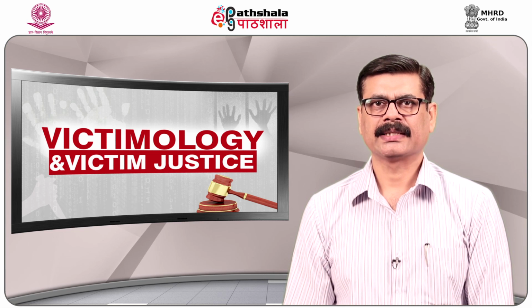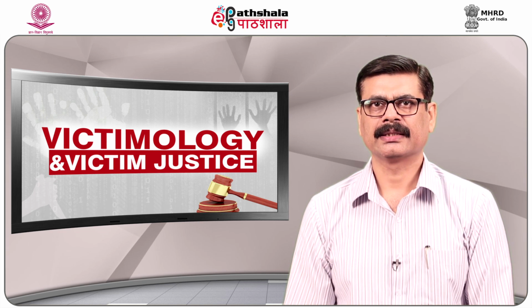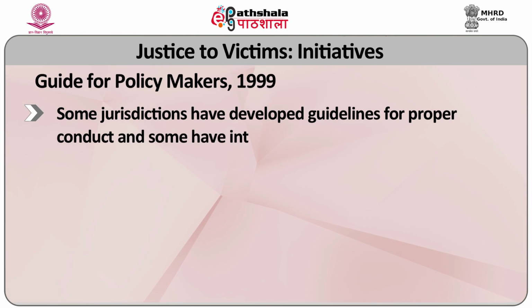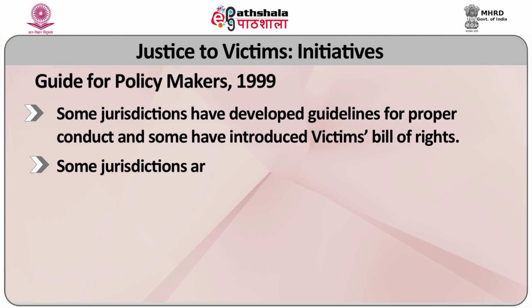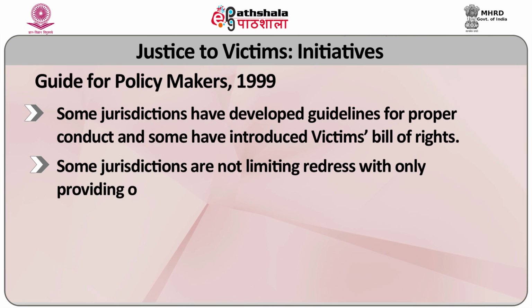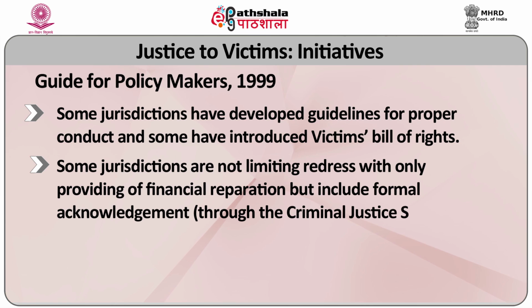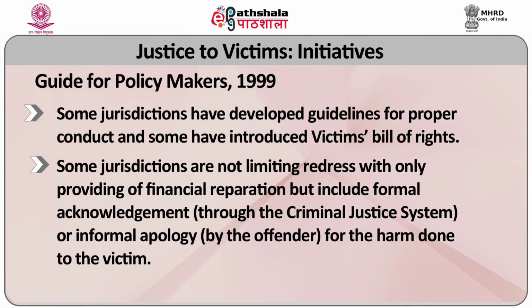Regarding initiative taken by some jurisdictions for the 4 basic rights of the victim of crime recognized by the declaration, it has been observed under the guide that some jurisdictions have developed guidelines for proper conduct and some have introduced Victims' Bill of Rights. Some jurisdictions are not limiting redress to only providing financial reparation, but include formal acknowledgement through the criminal justice system or informal apology by the offender for the harm done to the victim.